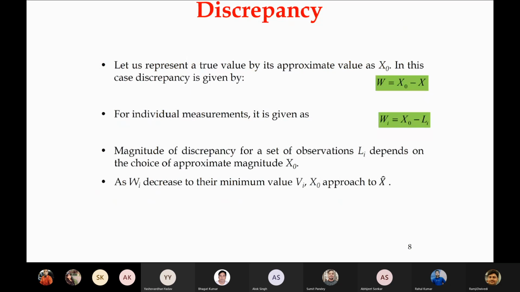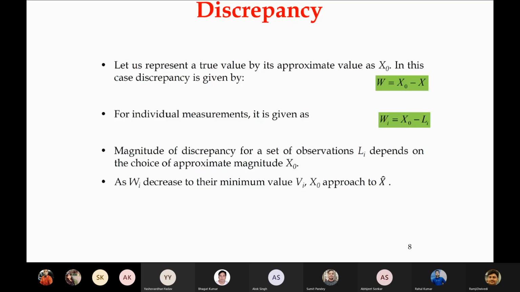Or there may be a situation where your device is not working properly and you know certain tricks by which you can manipulate the data and arrive at a value which represents the approximate value of true value. Then you will choose, let's say, X naught as a value, which is not MPV. You know it is not MPV. In that case, it will not be called residual. Instead, it will be called discrepancy.